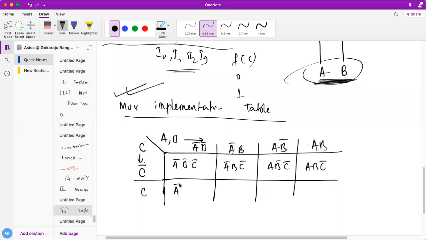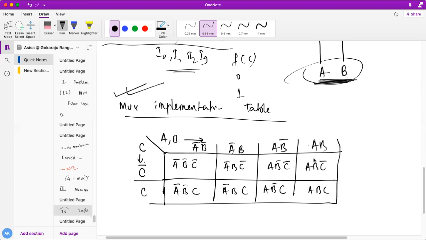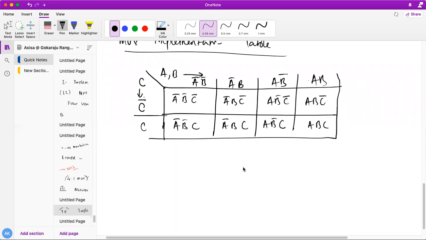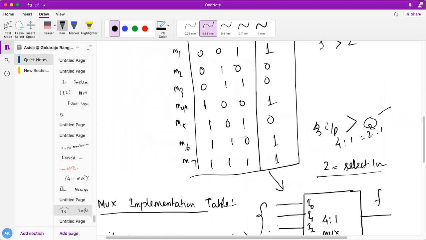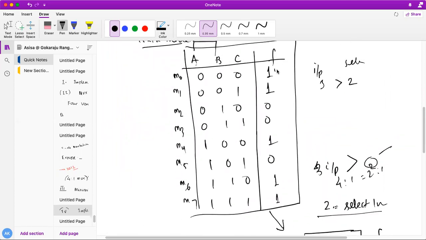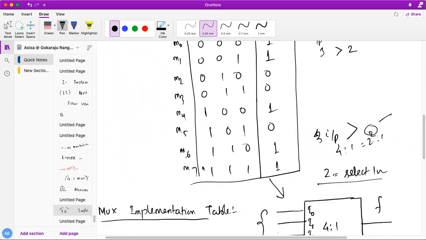Next, this position will be A bar B bar C. This will be A bar B C. This will be A B bar C. This will be A B C. Okay. All of you understand? Now what I am going to do here. So A bar B bar C. What is the value present in A bar B bar C? What is present? 1. Okay.